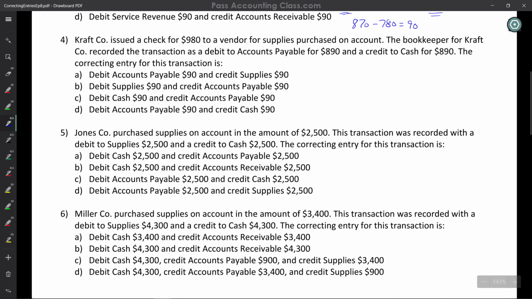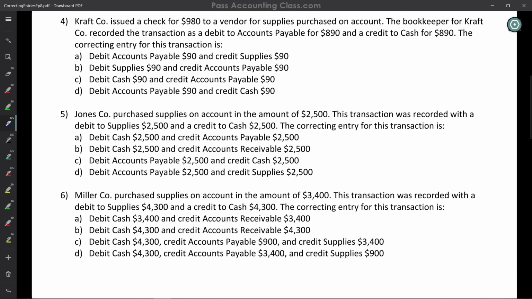cash $90. For question 4, it says, Craftco issued a check for $980 to a vendor for supplies purchased on account. The bookkeeper for Craftco recorded the transaction as a debit to accounts payable for $890 and a credit to cash for $890. The correcting entry for this transaction is debit accounts payable 90 and credit supplies 90, debit supplies 90 and credit accounts payable 90, debit cash 90 and credit accounts payable 90, or debit accounts payable 90 and credit cash 90. Just like before, I'm going to go ahead and do T accounts.